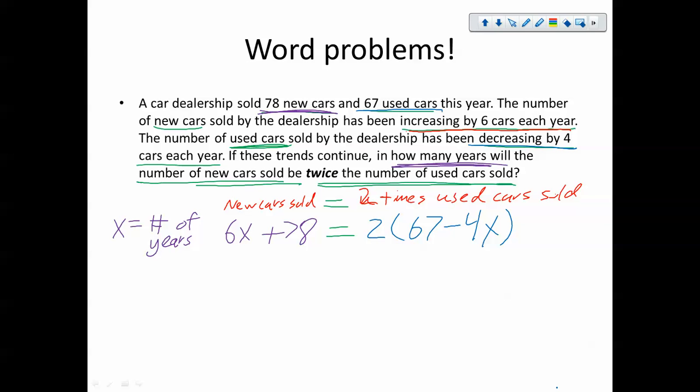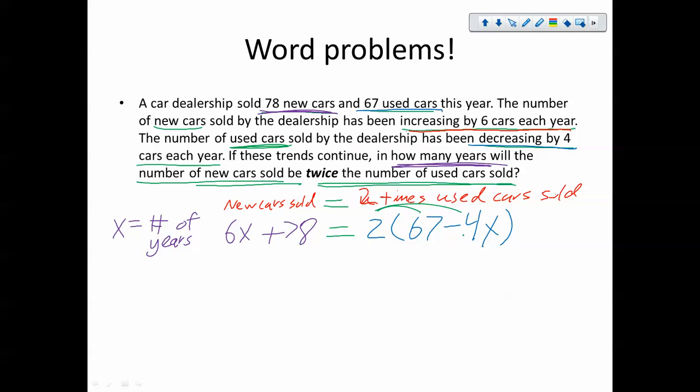There's an equation. I can solve this equation. And if I solve this equation, it'll tell me the number of years until this one is twice as equal. So let's go ahead and do that. And that's going to be the same thing that we've been doing.